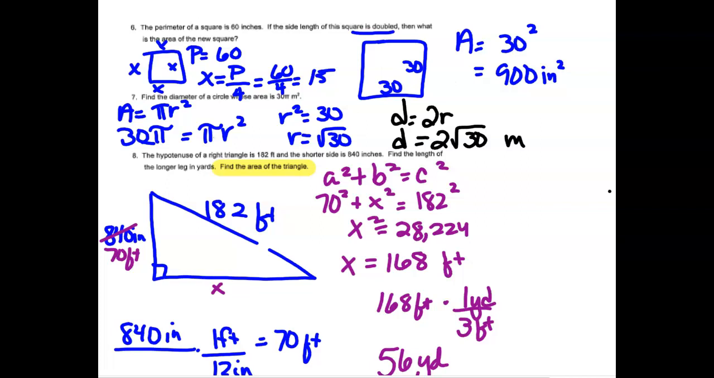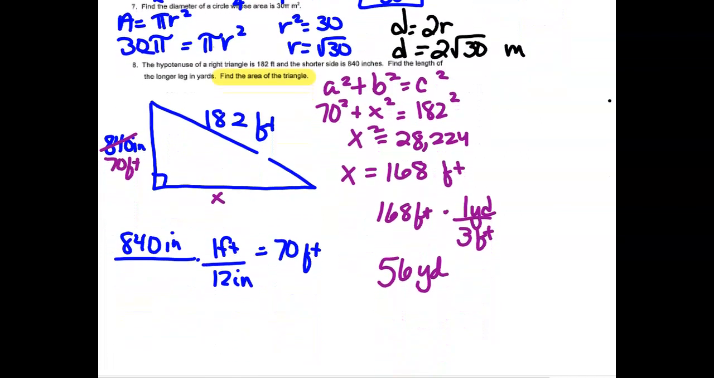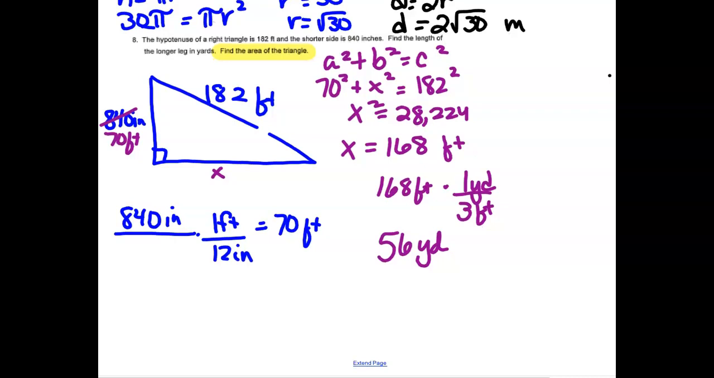Okay, welcome back to our geometry review. We have a little bit of part of question 8 to finish here. It also asks us to find the area of the triangle. So we know that we found it to be 168 feet. So when we go to find the area of a triangle, it's 1/2 base times height.